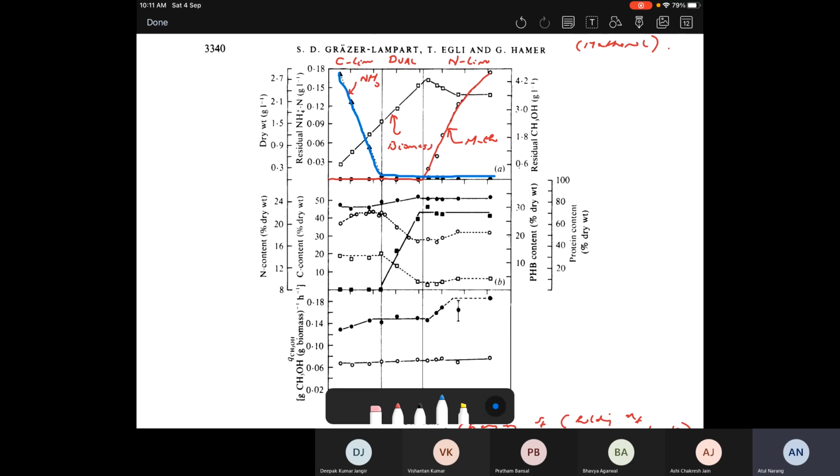So the point I'm trying to make here is that there is a region which I have called the dual limited region, in which both methanol and ammonia concentrations are really, really small, which means that growth is limited both by carbon as well as nitrogen. Way to the left, it is methanol that is at a very small concentration, so we call it carbon limited. Way to the right, methanol is in excess, but ammonia is really small, so we call it nitrogen limited. But in between, both are at very small concentrations, and therefore both are limiting.